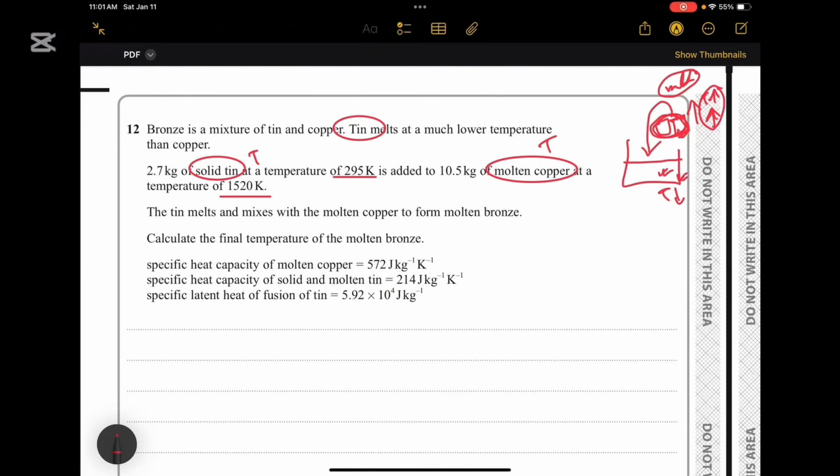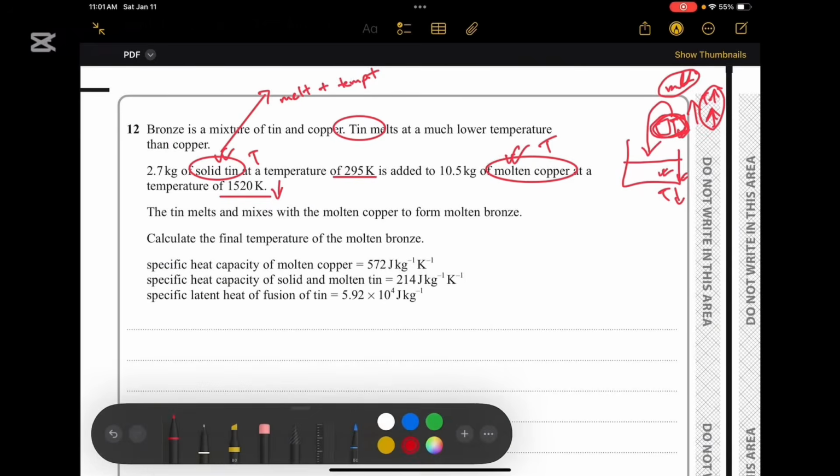So this is how we will do the thing. The temperature of the molten copper is really high, so its temperature will decrease, and the solid tin will first of all melt. After that melting, its temperature will increase. So basically these are the two important parts that we'll have to keep an eye on. So let's start solving this question paper right now.